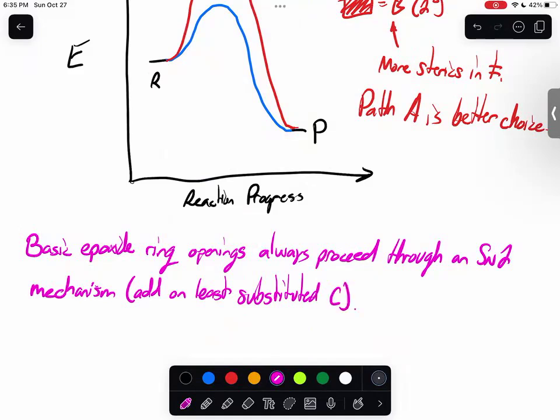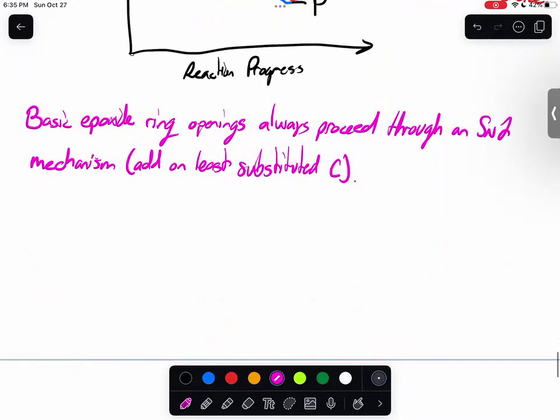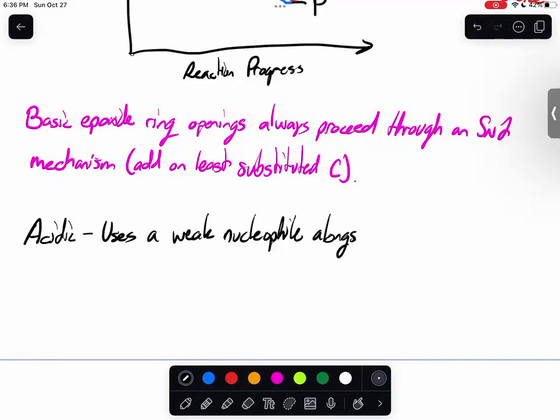So that must mean that our other epoxide ring opening is going to be a little different. And it is, because this one is going to be the complete opposite, right? It's going to be an acidic opening. So for an acidic epoxide ring opening, it actually uses a weak nucleophile alongside a strong acid. But this is where this reaction gets weird, okay? And this is where a lot of the confusion comes in. So pay close attention because this one proceeds through a pseudo SN2.